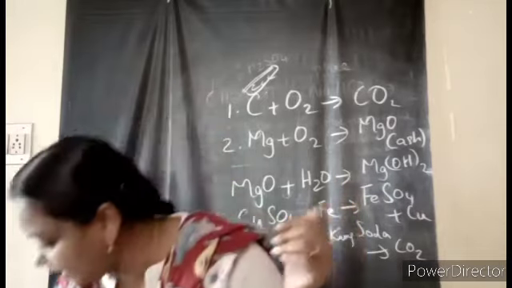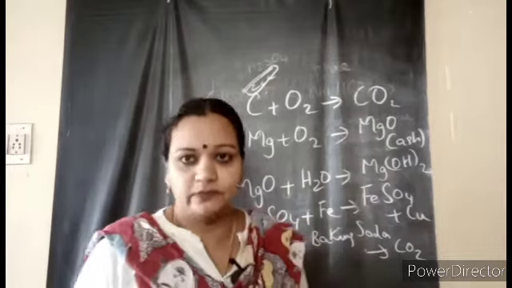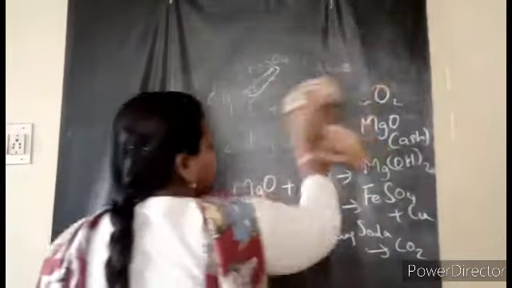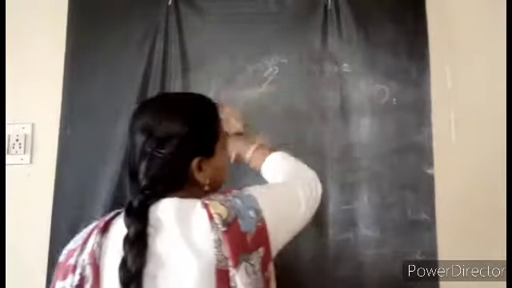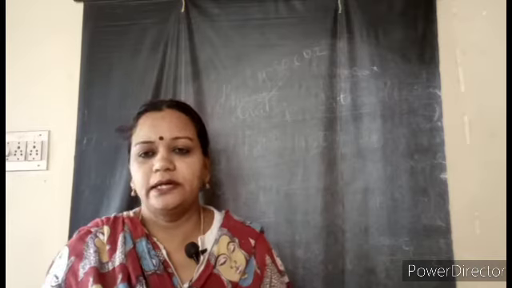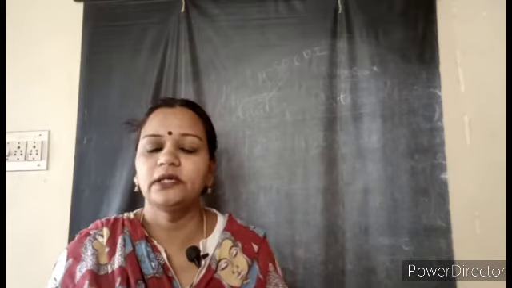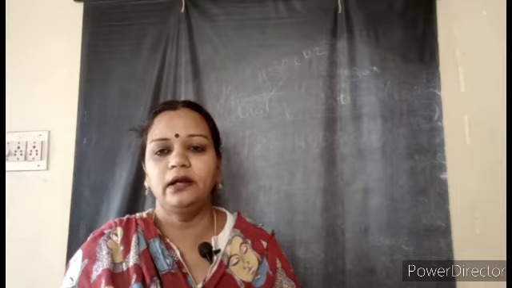So from all these chemical reactions we can infer something. What is a chemical reaction? First of all, we can understand what a chemical reaction is. From all these reactions, what we can understand is what is generally called a chemical change.